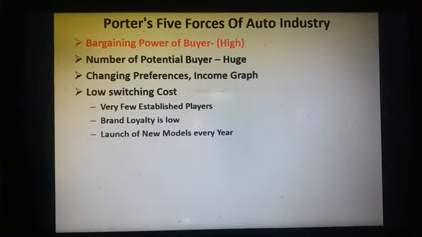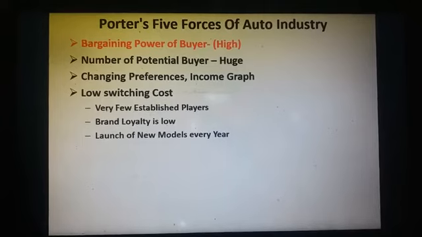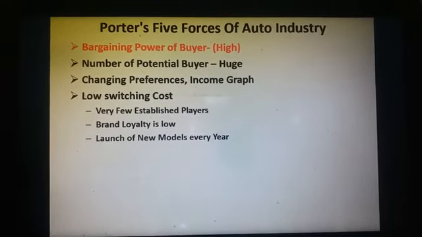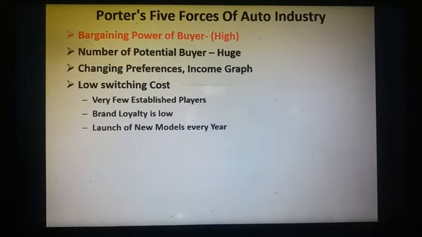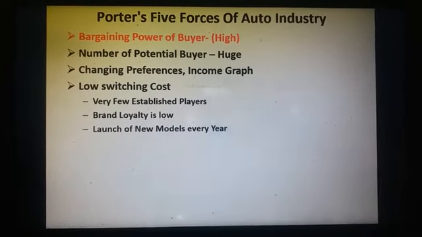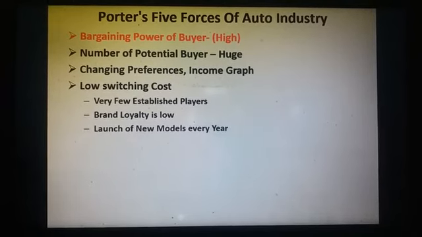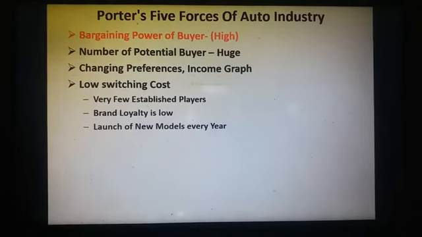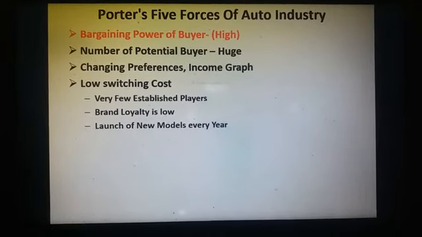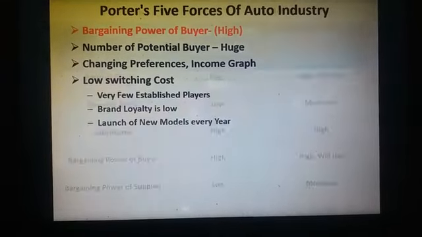Porter's forces for the bargaining power of buyers. Obviously, buyers know everything, where to get what. Now these days, what the automobile industry is doing is they are providing a fully sanitized car due to the coronavirus issue. You have change in preference, income graph is there. Switching cost is high, low, depends. Brand loyalty is quite low. Launch of new models. So they are coming up with great innovation, being sanitized cars due to coronavirus.